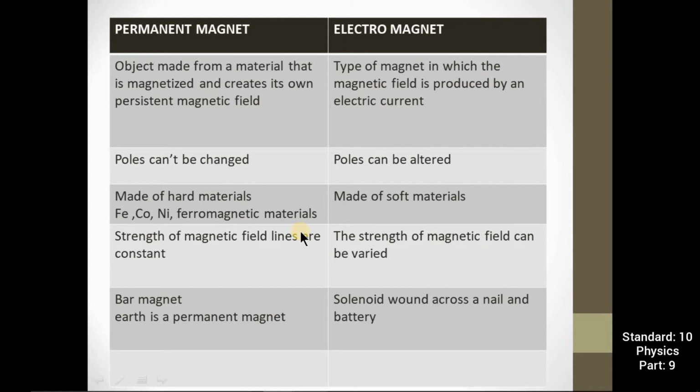Permanent magnet example: the Earth has a permanent magnet. Electromagnet example: a solenoid or a coil wound across an iron nail and connected to a battery. When an iron nail is wound with a copper wire and we connect a battery to it and pass electric current, then the iron nail will act as a magnet. This magnet will be called an electromagnet.